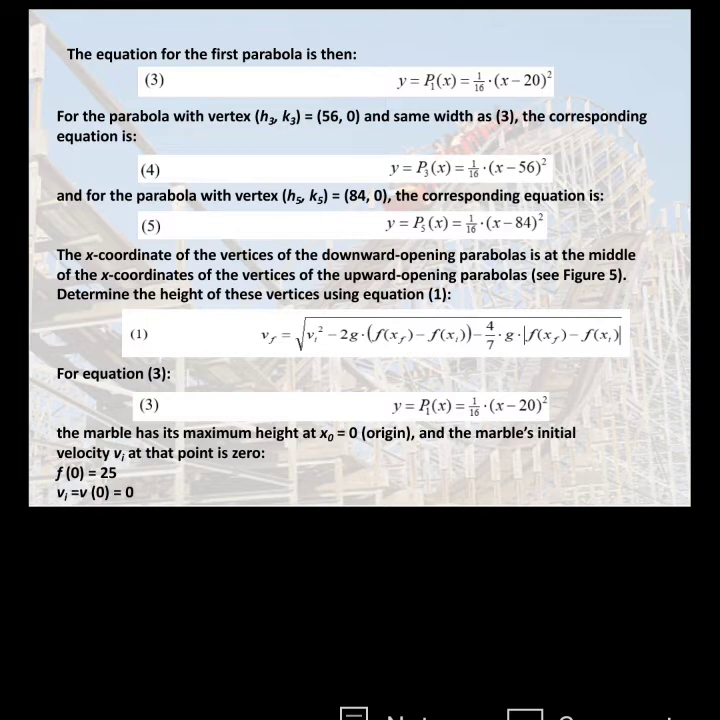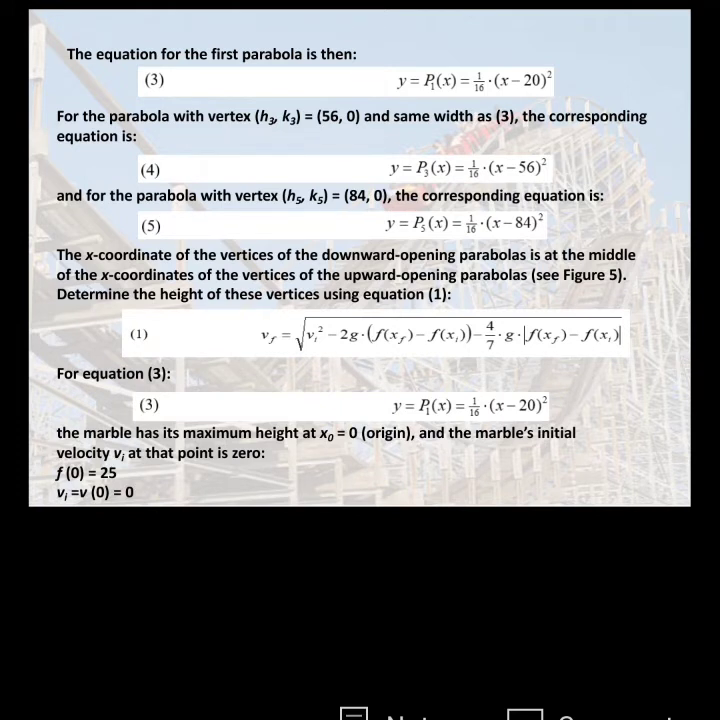For the third parabola, with its vertex, the corresponding equation is y equal to p3 of x equal to 1 by 16 into x minus 56 whole square, and for the next parabola with its vertex, the corresponding equation is y equal to p equal to 1 by 16 into x minus 84 whole square.